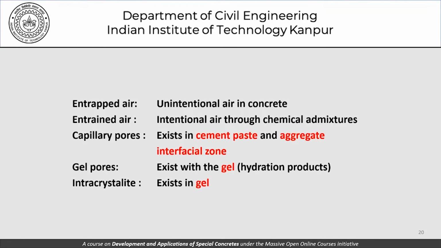Entrapped air is unintentional air in concrete. Entrained air is intentional air through chemical admixtures. Capillary pores exist in the cement paste and at the aggregate ITZ. Gel pores exist within the gels of the hydration products, and intercrystallite water or pores exist within the gel itself.